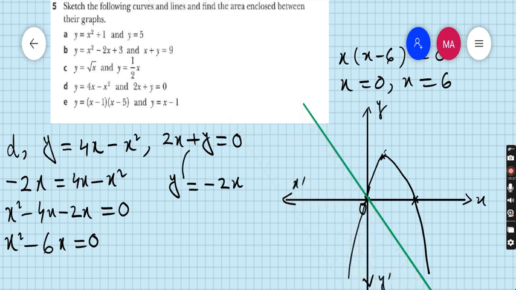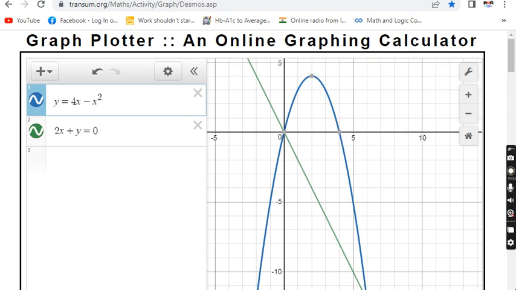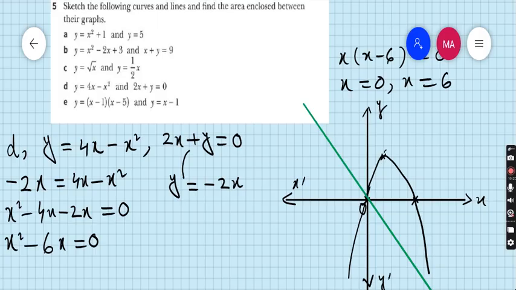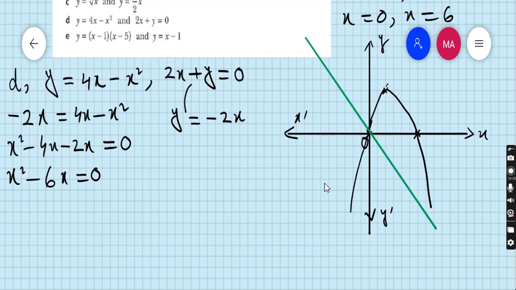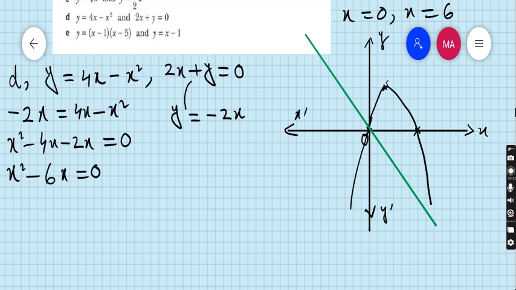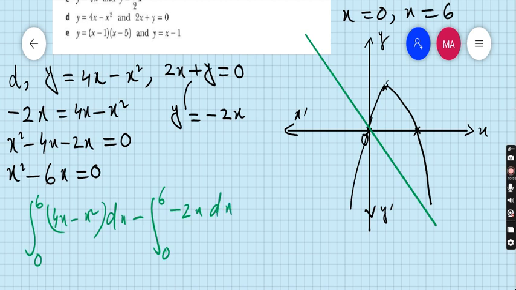Now we have to find the area between the curve and the line. It's very easy. Curve is above and line is below. Therefore, the area is from 0 to 6. First is curve, that is integral of 4x minus x square dx, minus the integral from 0 to 6 of minus 2x dx, because the value of y from a straight line is minus 2x.